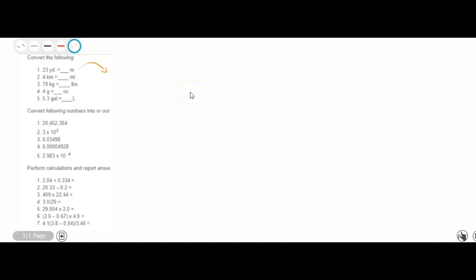Okay, here's some solutions to the mathematical problems for the first module, the first assignment. So we have 23 yards, we need to convert it to meters. One way to do that is to start with what you're given, 23 yards. Look up any conversion you need to.